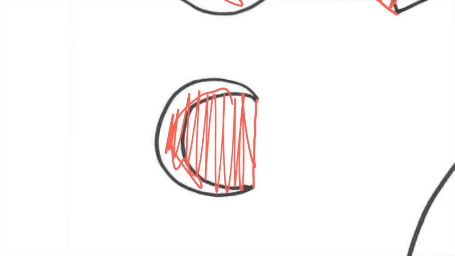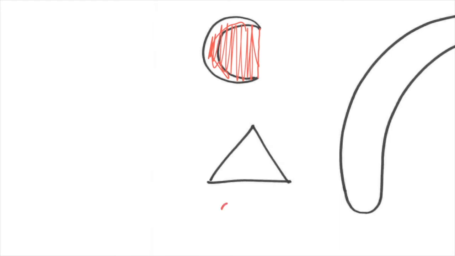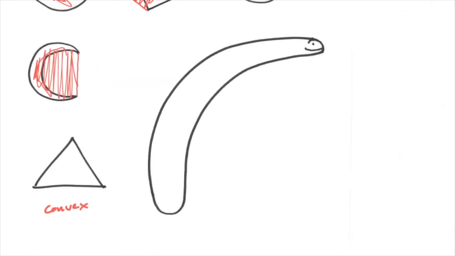So that's the convex hull of that one. And then finally, oh no, the triangle. This one is convex already. We already said that a triangle, any regular polygon, is convex. And how about this wormy thing? It has a nice, cute little face on it.